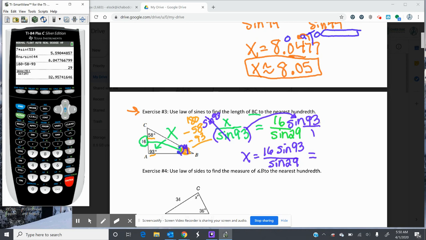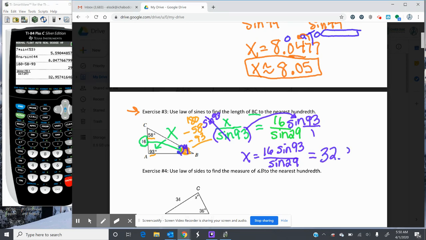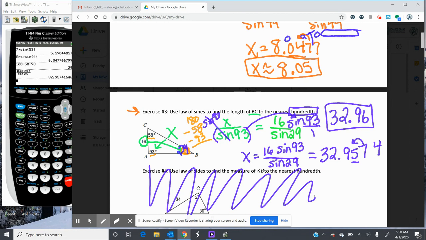Enter. And we get 32.9574. And again, check what we need to round to, the hundredths, please. So our final answer is going to be 32.96. Exercise 4, we're actually going to skip. It's trying to find an angle, which we don't do for this course this year.